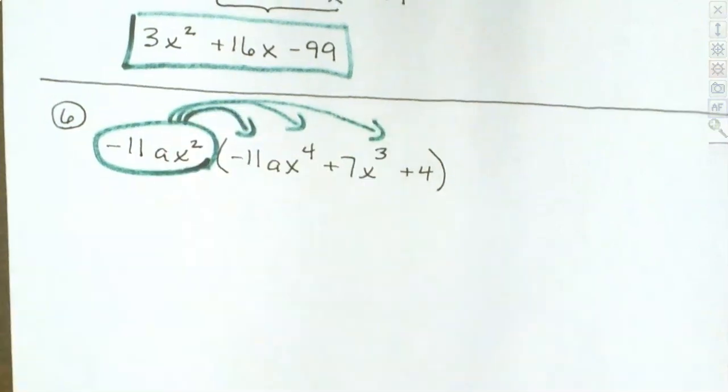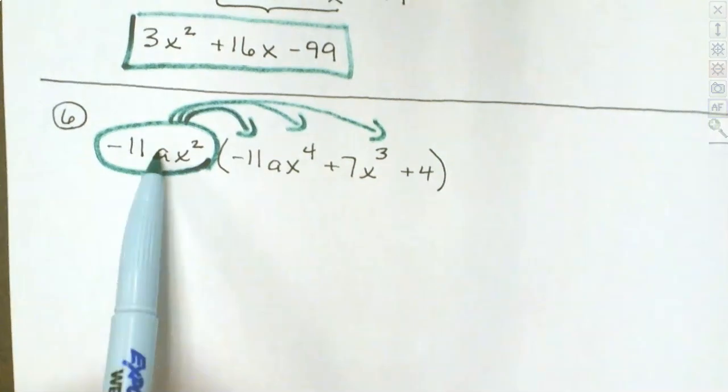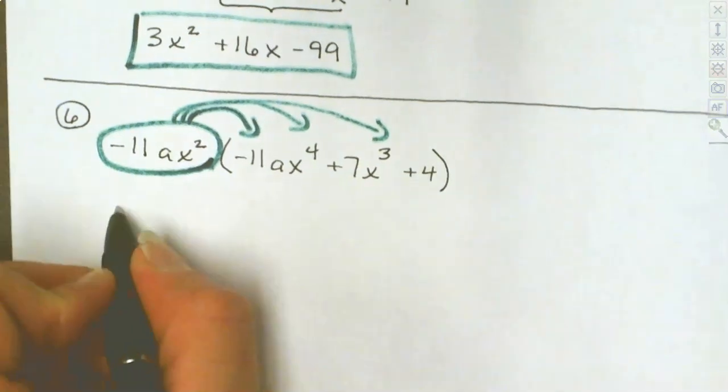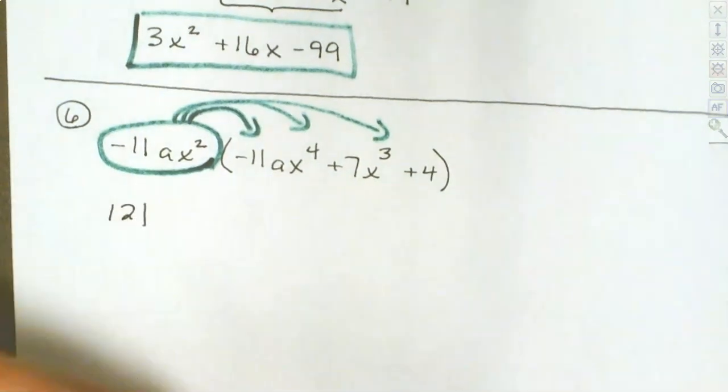You only have to FOIL or use the box method when that first set has parentheses around it, with addition or subtraction. So this one is just a straight distribute through. And then negative and negative makes it positive. And 11 squared, I believe, is 121. I always like to double check myself. So that's 121.